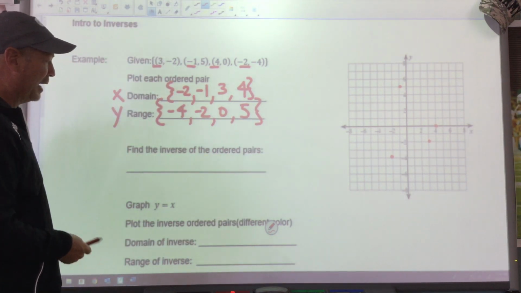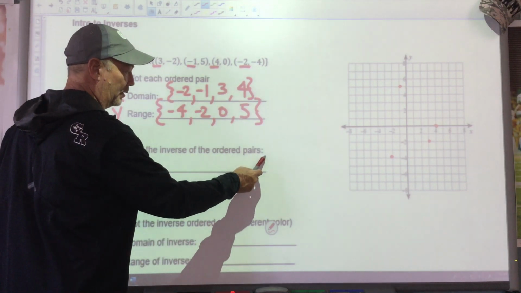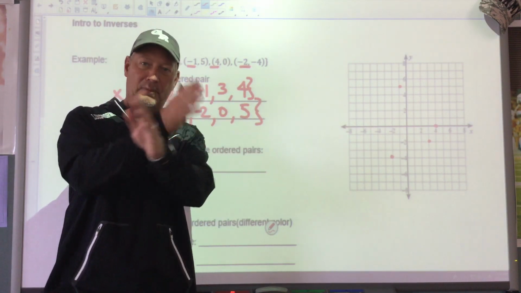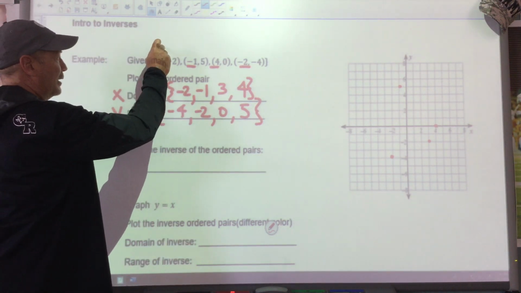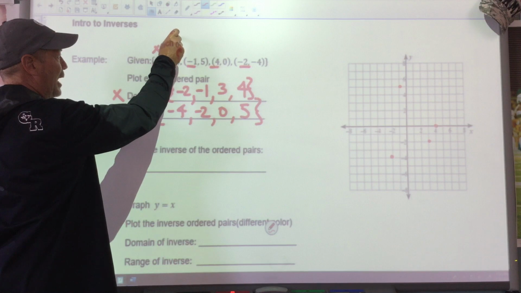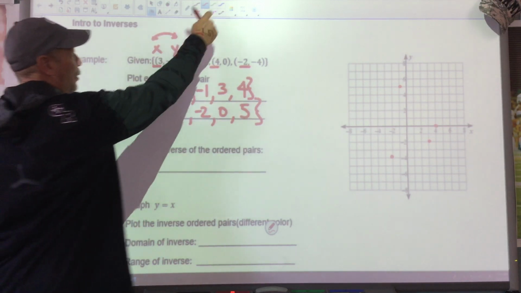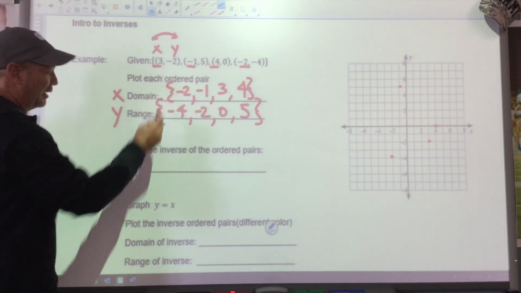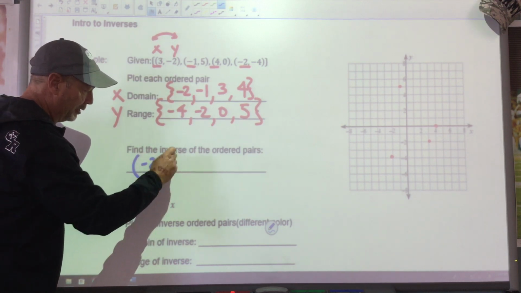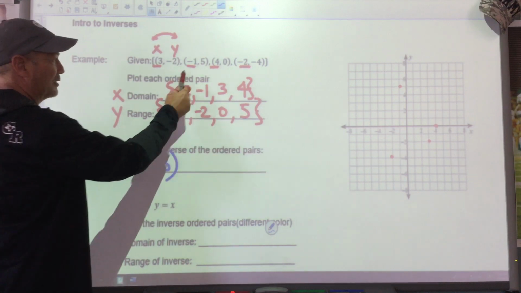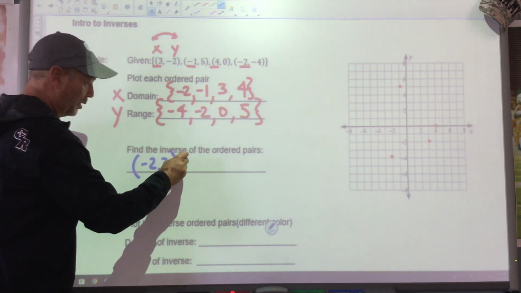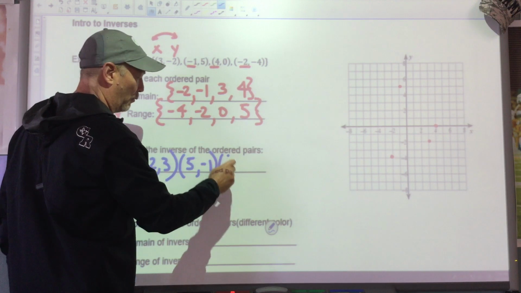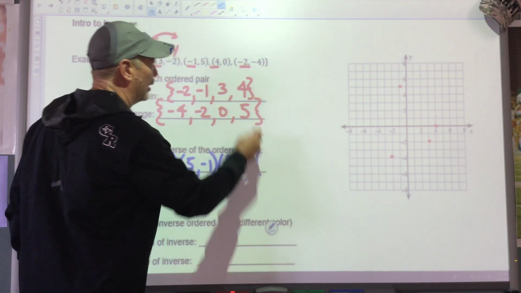Simple enough. They're going to ask us to find the inverse of the ordered pairs. What I'm going to ask you to do is switch the places of the x and the y values. Just flip-flop them. This is my x. This is my y. So the inverse for this ordered pair would be negative 2, 3. We just switch places. And we do the rest of them with these ordered pairs. We flip-flop them. This is going to be 5, negative 1. This will be 0, 4. And this will be negative 4, 2.